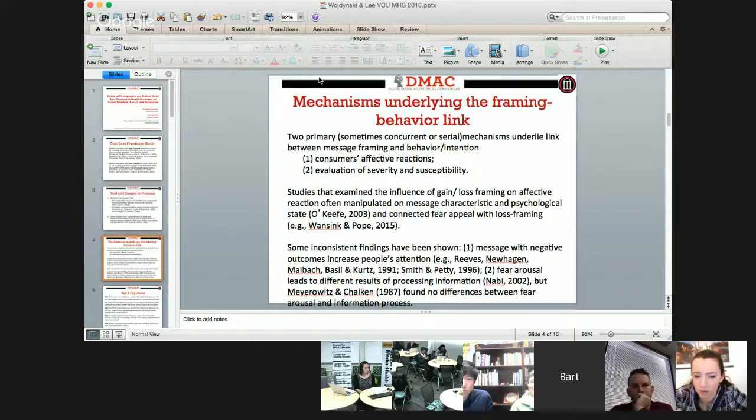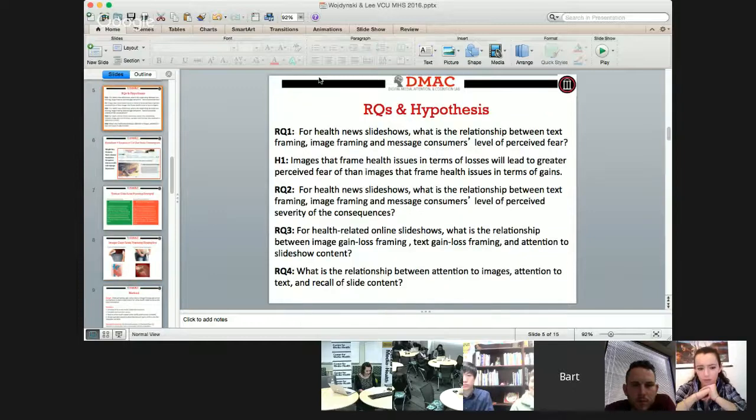However, we also find some inconsistent findings. For example, a message with a negative outcome can increase people's attention, and fear arousal leads people to have different results of processing information, but there are no differences between fear arousal and information processing. These are not direct relationships. So based on this literature review, we proposed four research questions and one hypothesis.